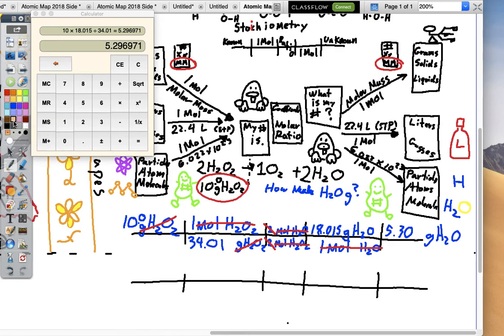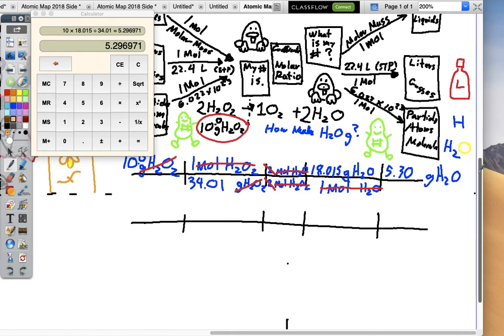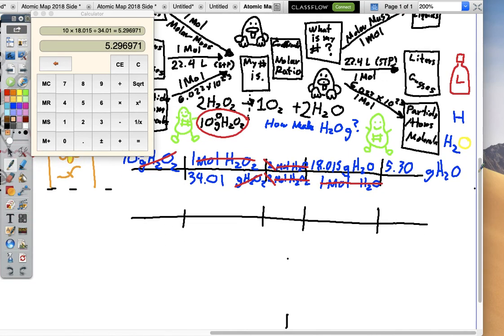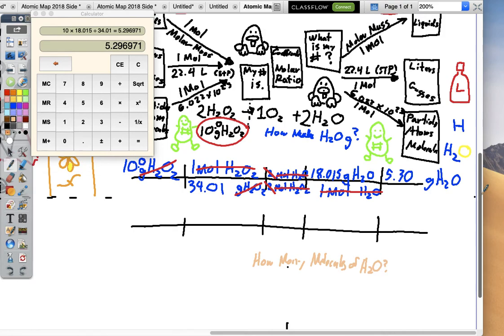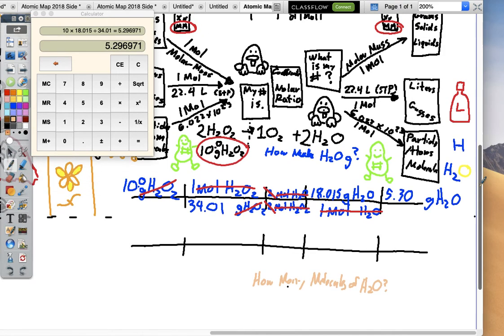So the last question was, how much H2O? My next question for you guys is, and I'm going to bring this down the page to help you out here, how many molecules of H2O? Did I change the question? So are we going to do a slightly different procedure? Sorry, how many molecules of H2O?